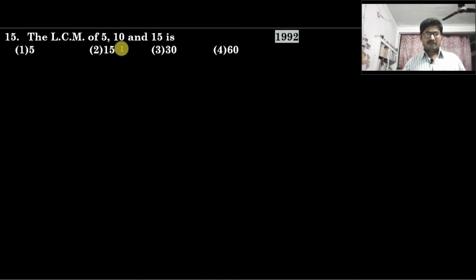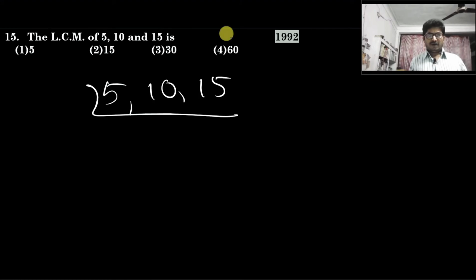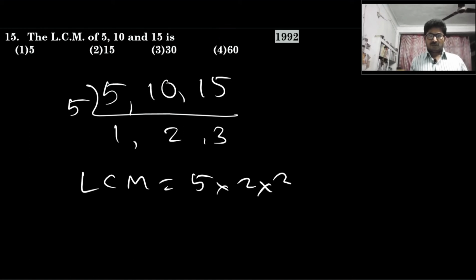The LCM of 5, 10 and 15 is, so LCM, you are already perfect in LCM. How to find LCM, you know. 5 ones, 5 2s, 5 3s. So the LCM of these numbers is 5 into 2 into 3, that is 30. So option 3.